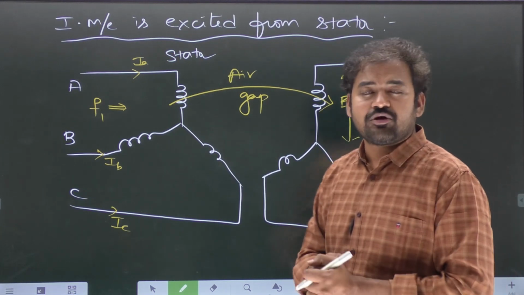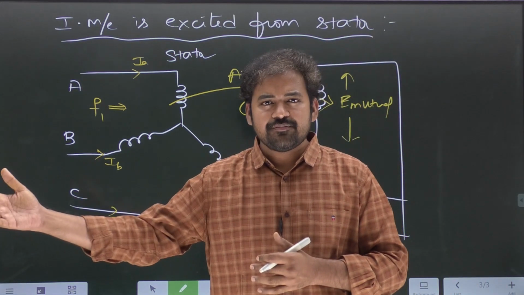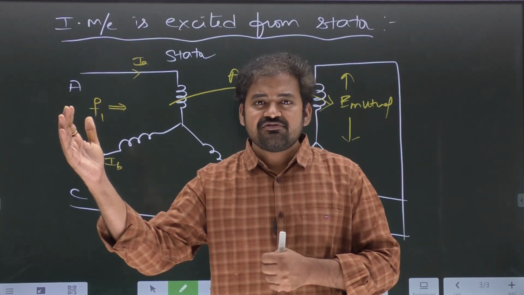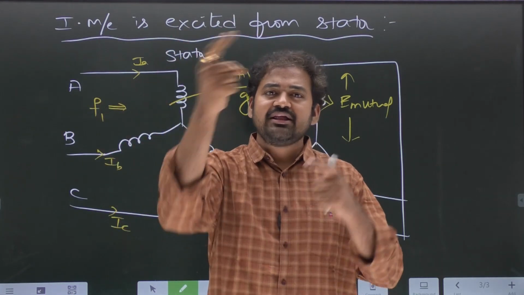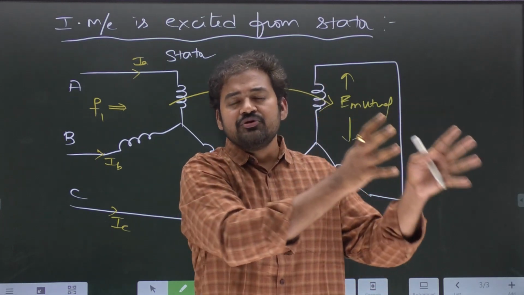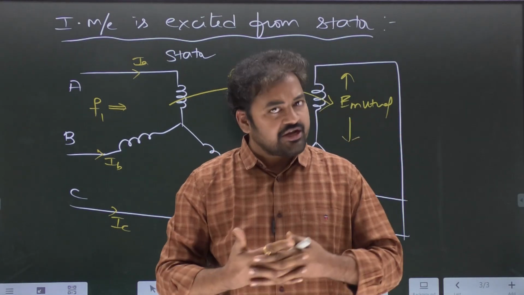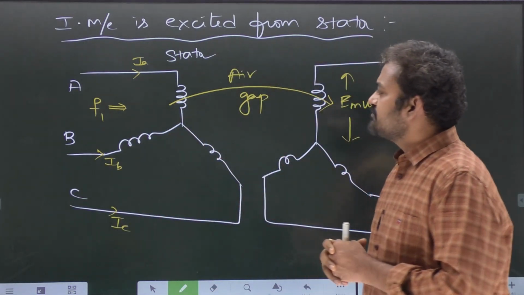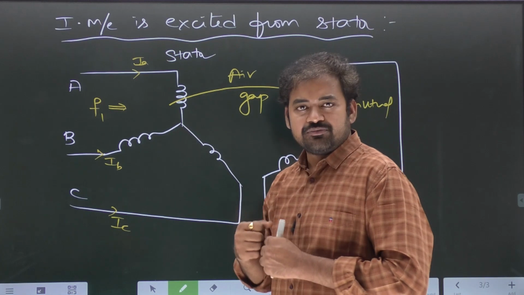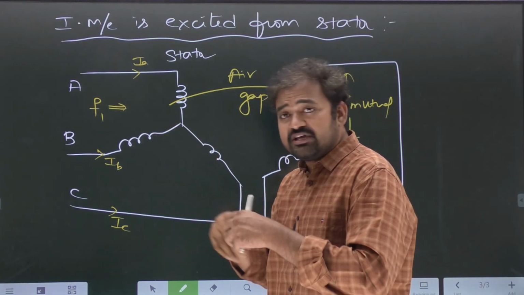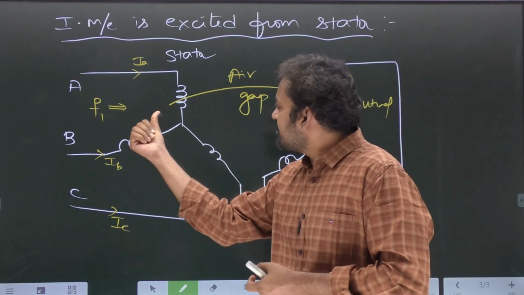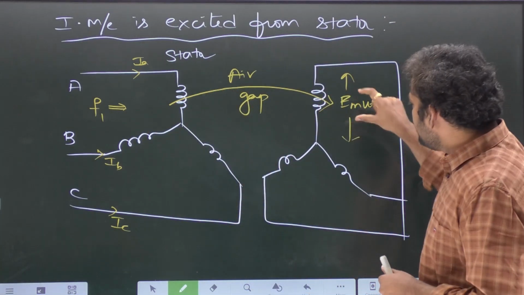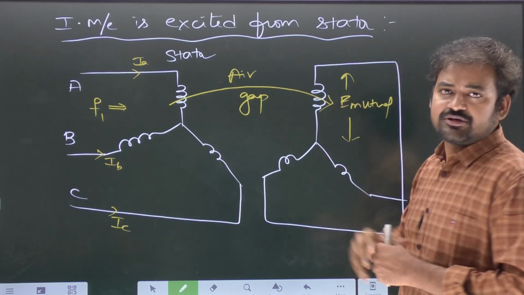We know in the transformer also we excite the primary winding, and the primary winding will create the main flux. That main flux will go through the magnetic core and link the secondary winding, so a mutual EMF will be induced in the secondary winding, right? And a self EMF will be induced in the primary winding. In a similar manner, we are exciting the stator winding. So first the stator winding will create its magnetic field. That magnetic field will cross the air gap and link the rotor winding, so a mutual EMF will be induced in the rotor.